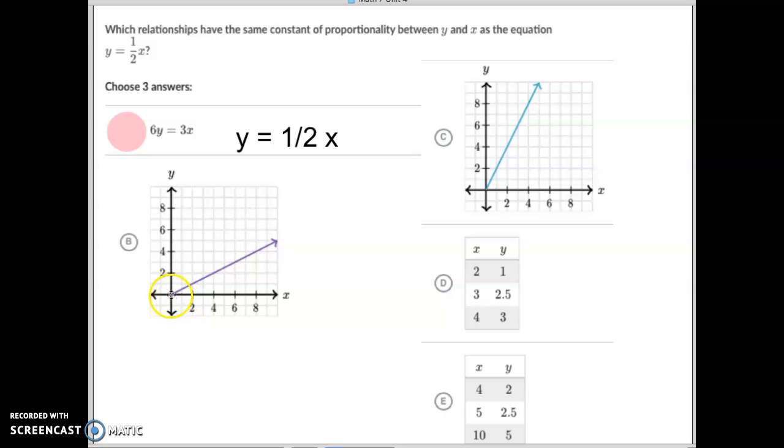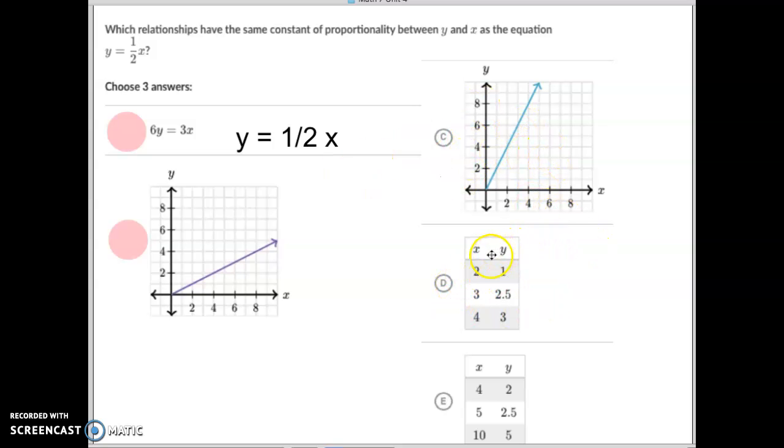So if we look at this graph, up 1 block over 2 blocks, up 1 block over 2 blocks. Hey, this graph works perfect. Does this graph go up 1 over 2, up 1 over 2? No, this one does not. This one actually goes up 2 over 1. It's actually the inverse of this one right here, or the reciprocal of that one. So we do not want to select that one.